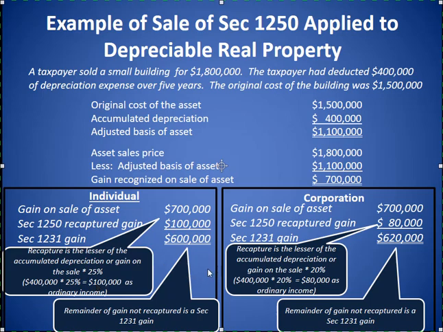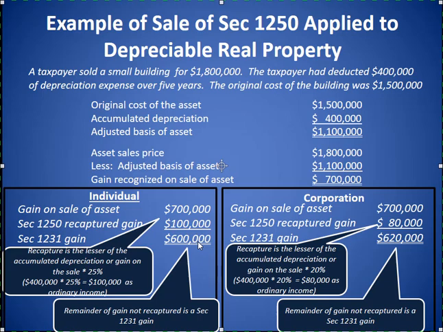So in this case, the gain on the sale of the asset was $700,000. $100,000 then would be recaptured gain subject to ordinary income, and then the remainder would be a Section 1231 gain subject to capital gains tax treatment for non-corporations.